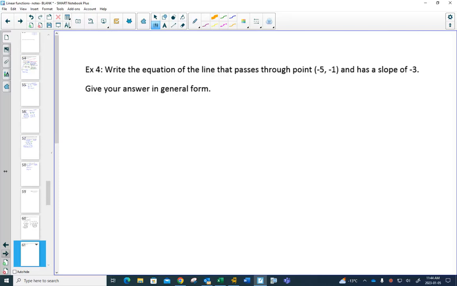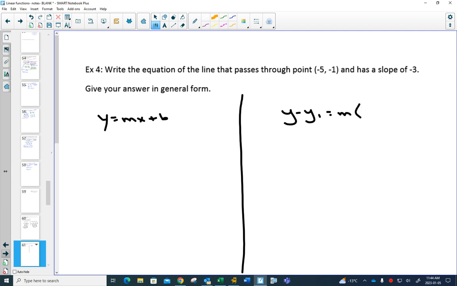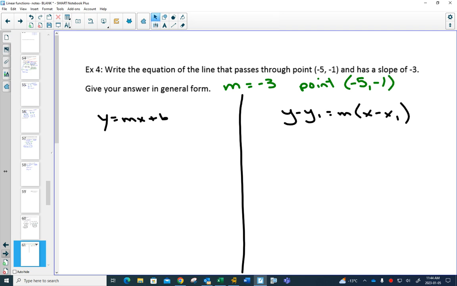So try this one on your own. I want you to use both methods. So it wants it in general form, but method 1, and what do we know? We know the slope is negative 3, and we know the point. There's no shortcut that easily gets us to the general form right away.